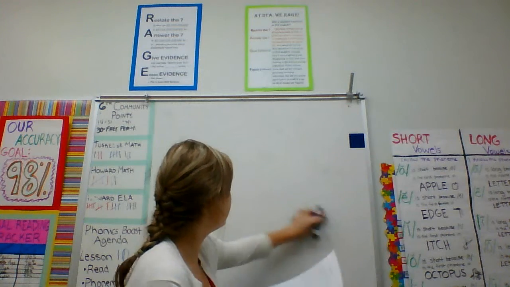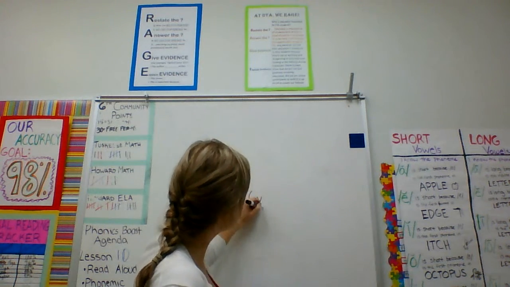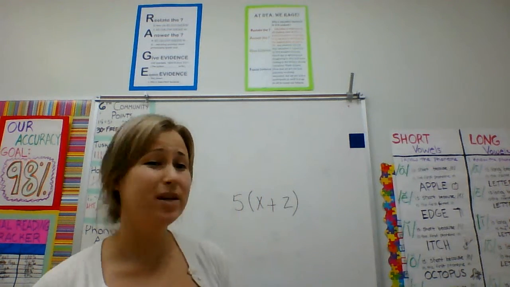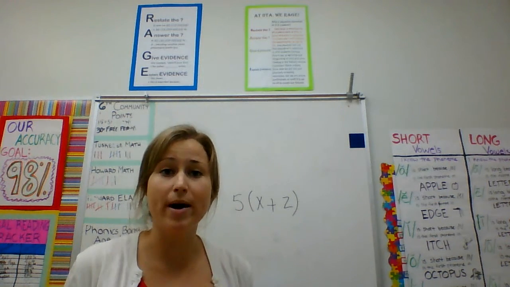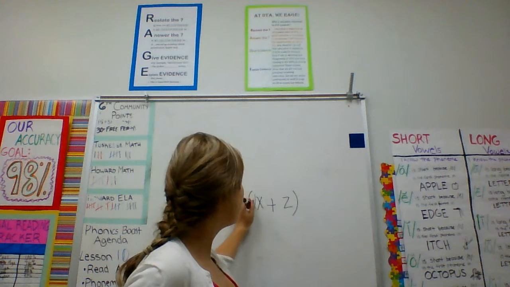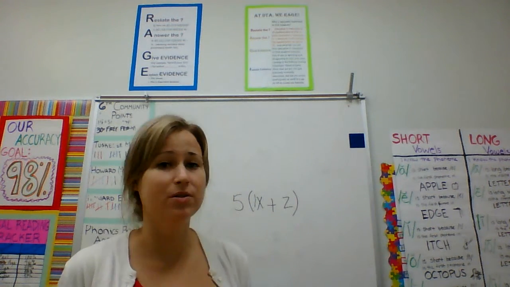Now, example number 2. 5 parentheses x plus 2. So this problem is a little bit different because instead of having a coefficient in front of my variable, I just have a variable by itself. So this is the same thing as 1x, right? Anytime I have a variable on its own, I know the coefficient is 1.